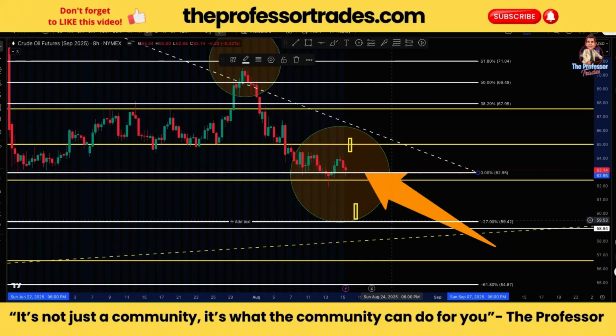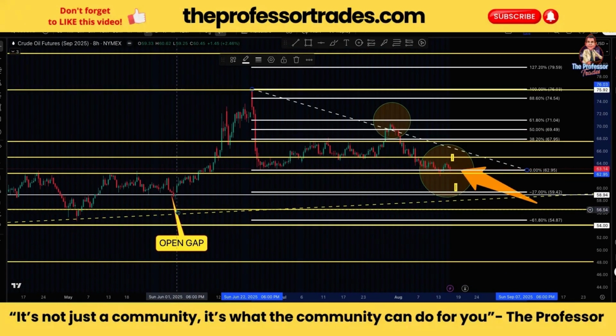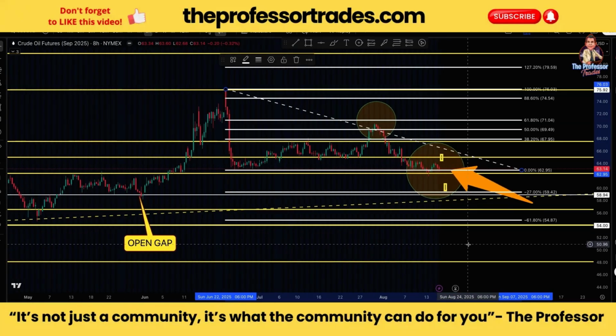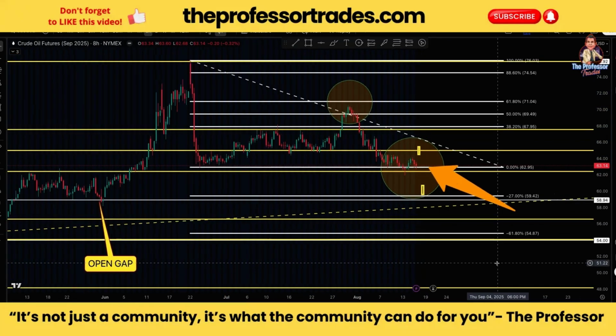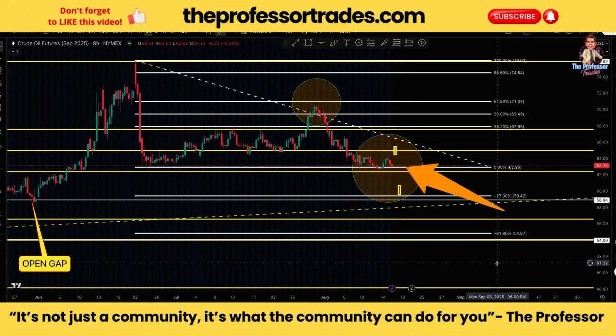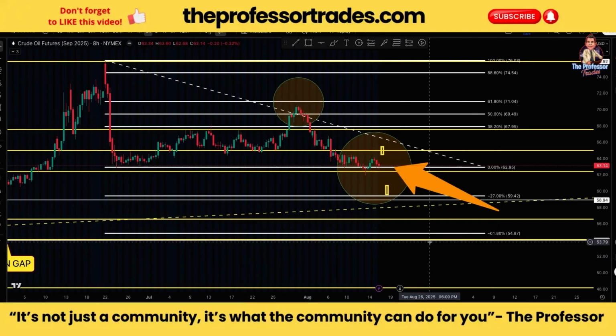And then usually these gaps fill, okay? Sometimes they fill very quickly, but sometimes they can be around for a few weeks, like the gap that we still have all the way down here, which was created back on May 30th. So gaps could stay open a while. This is why we only trade certain gaps, and we trade them very smartly, because gaps can stay open for a long, long time. So we are going to be looking at these levels here.